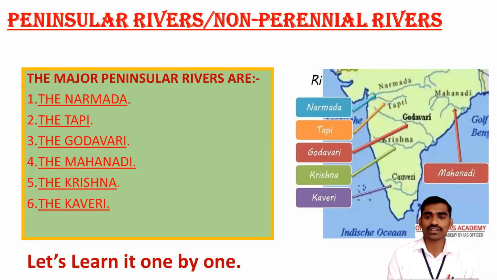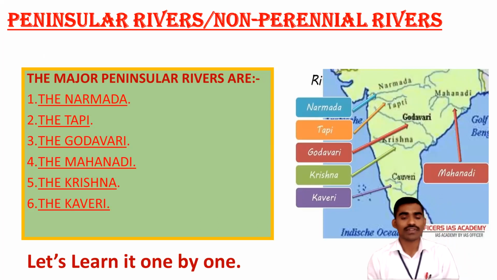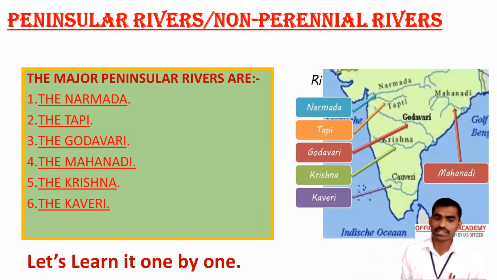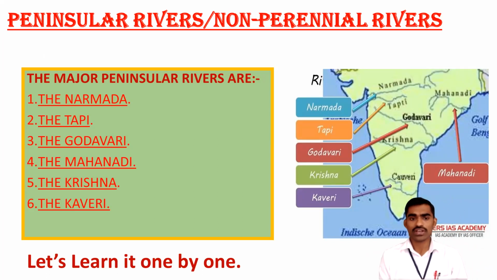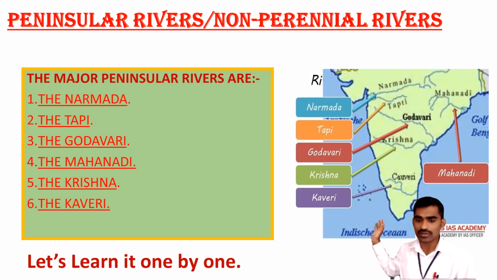The main peninsular rivers we are going to learn are the Narmada, Tapi, Godavari, Mahanadi, Krishna, and Kaveri river one by one. So you can see the north to south order like this. The first one, if you are coming from the north side, would be the Narmada river. The next one, Tapi river. If you come a little down towards the south side, you will get the Godavari river, Krishna river, and at last you have the Kaveri river. We are going to see it one by one.